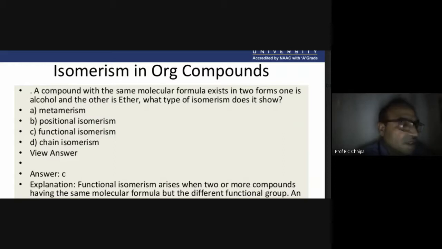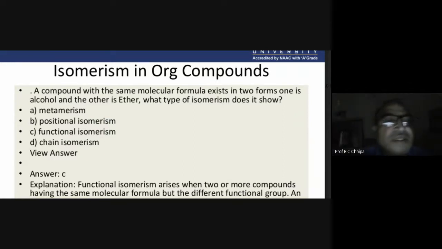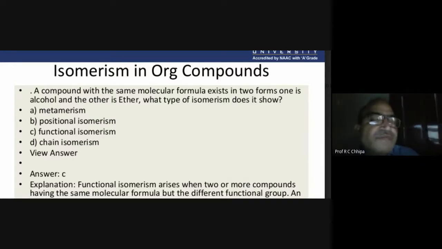So different here, the answer: whether it is metamerism, positional isomers or chain isomerism, the correct answer is functional isomerism. This is because the compound with the same molecular formula exists in two forms, one is the alcohol and the other is the ether. The type of isomerism that it shows, that is the C. The answer itself is functional isomerism.